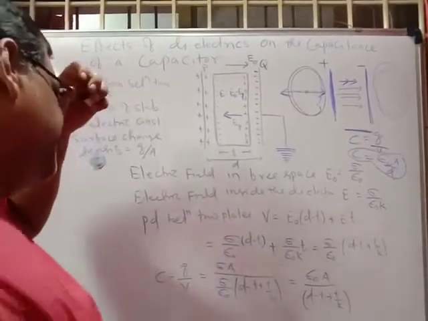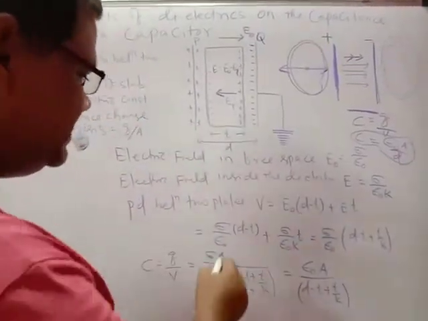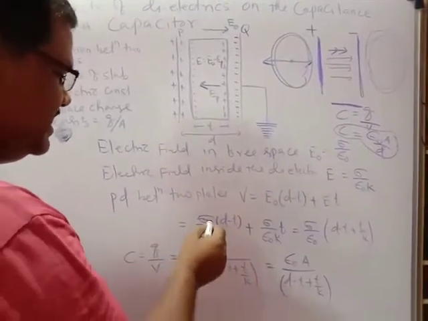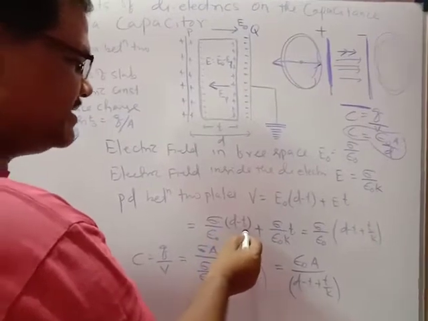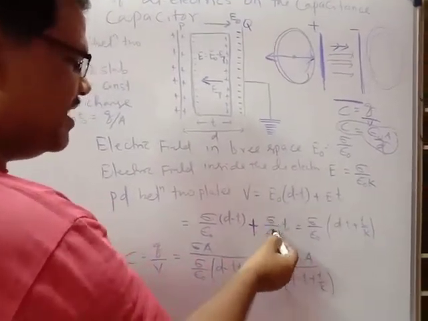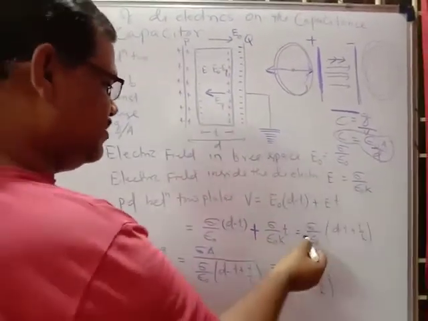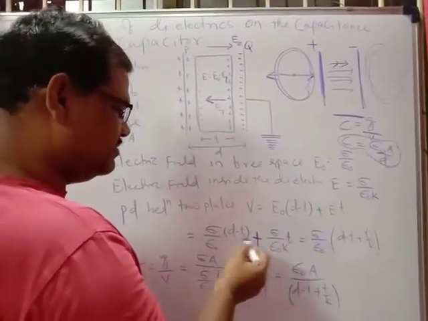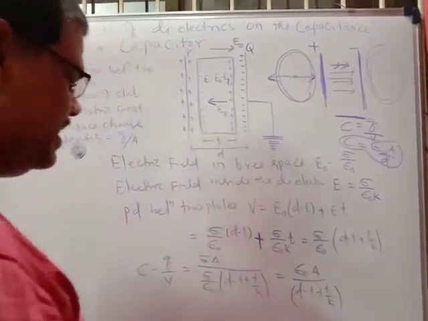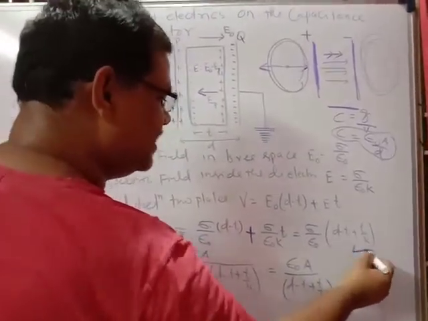So V equals E naught into D minus T plus E into T. Because E naught equals sigma upon epsilon naught, we get sigma upon epsilon naught into D minus T, plus, what is E? E equals sigma upon epsilon naught K, into T. And this equals sigma upon epsilon naught taken out, remaining is D minus T plus T by K. That is how you get the PD between the two plates.